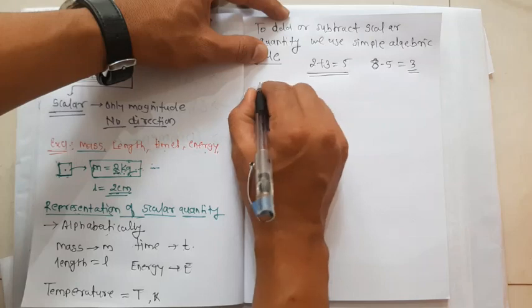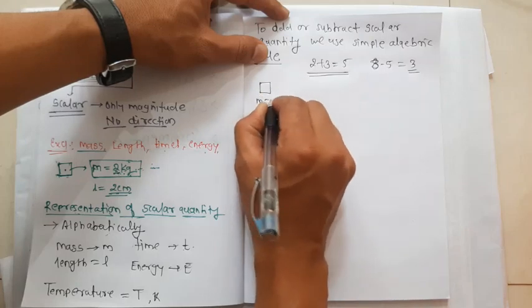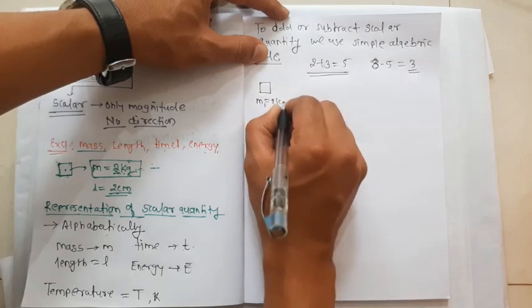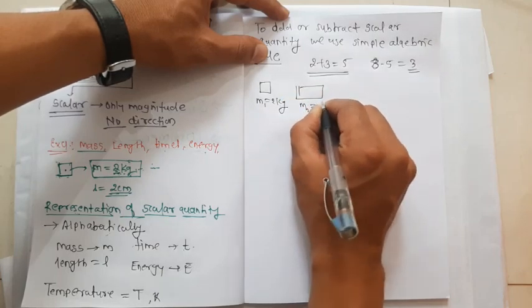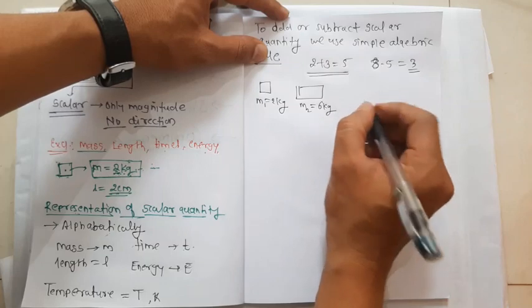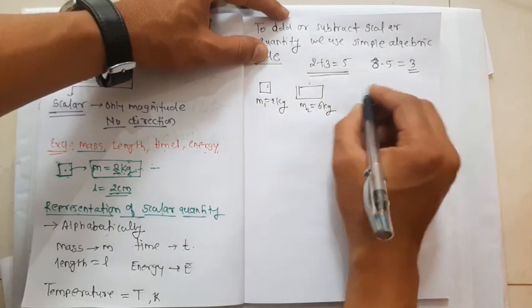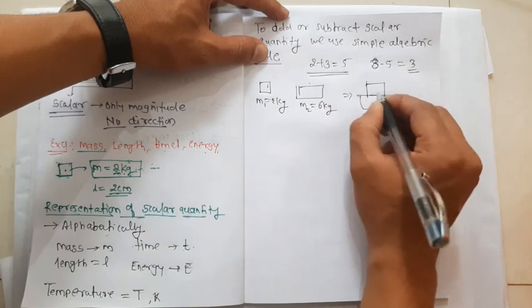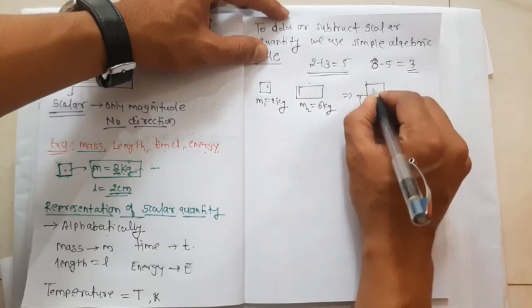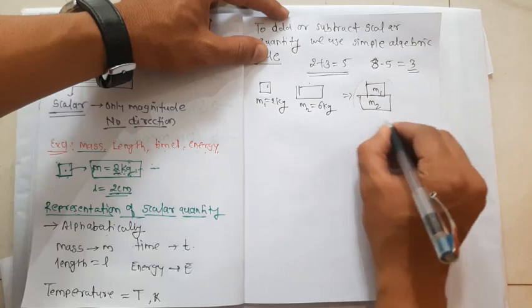Okay, now suppose this is one box of mass m1 equal to 2 kg, and this is another box of m2 equal to 6 kg. Now take this box and place it over here. So suppose this is the below box and this is the upper box. So this is m2 and this is m1. What is the total mass of this object?